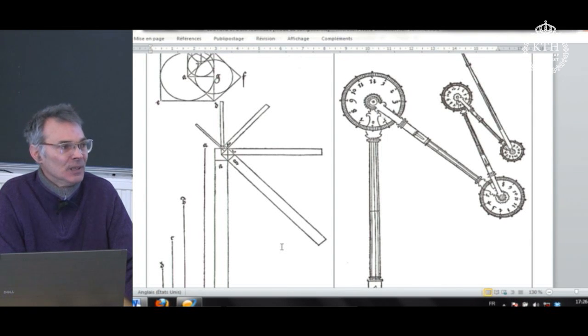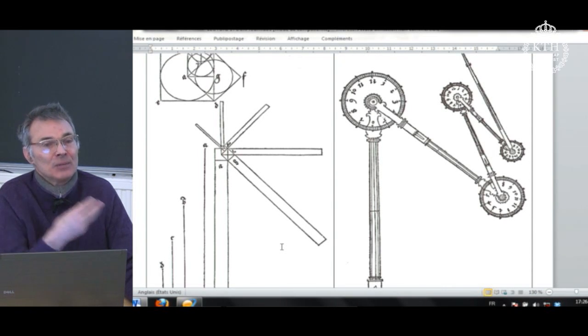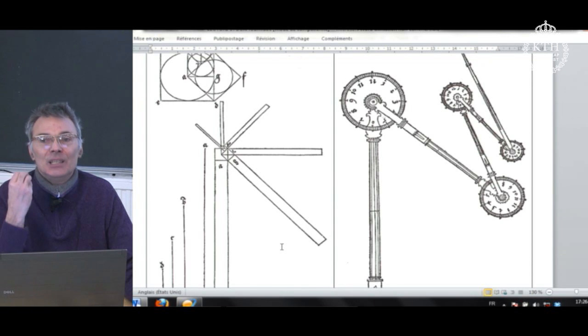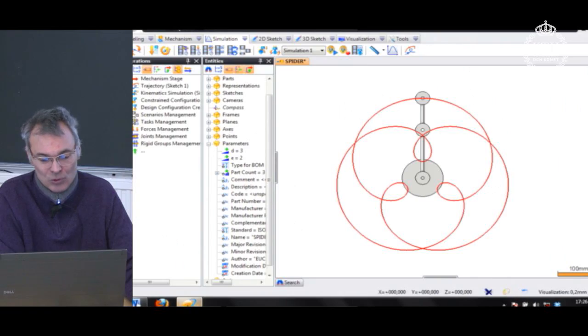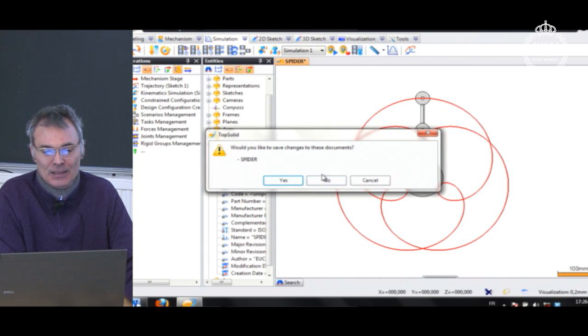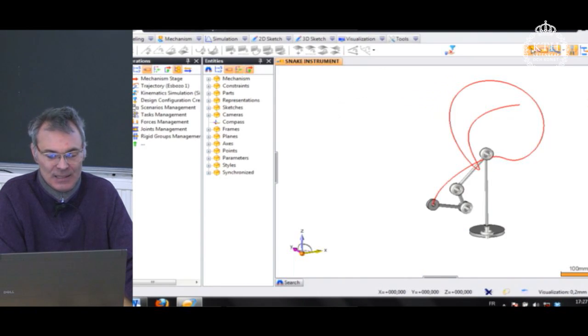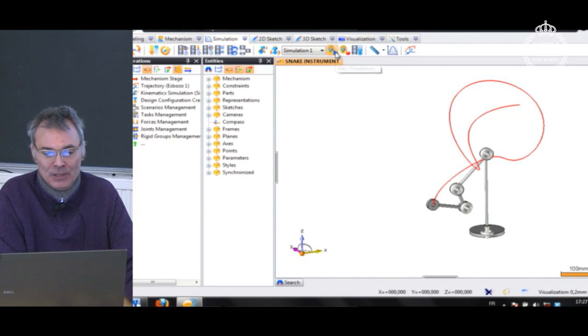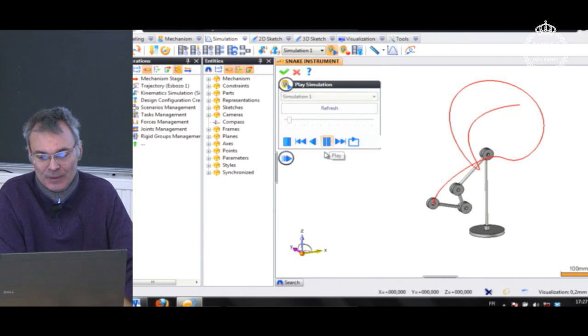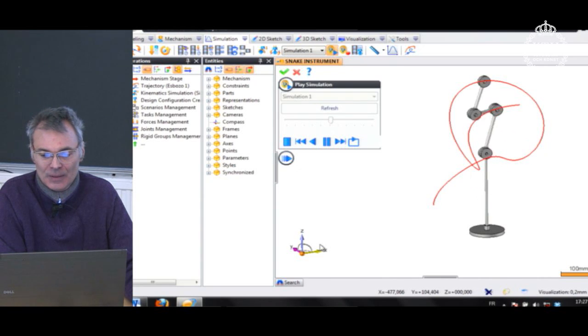Unfortunately, the only drawing that Dürer provides us with is the instrument. We do not see the snake lines, which actually were announced since the very beginning of the treatise, in the first real figure of the treatise. So we have to draw it. Let's see how it looks. So this is the instrument, and now let's have it move. There it is.